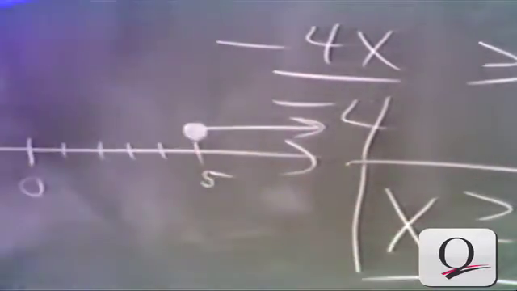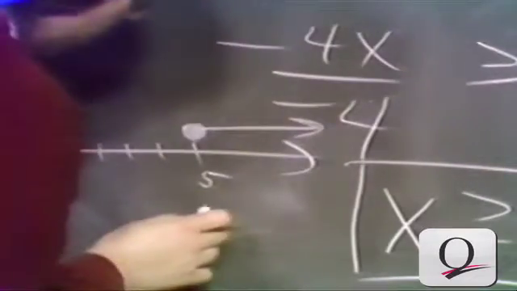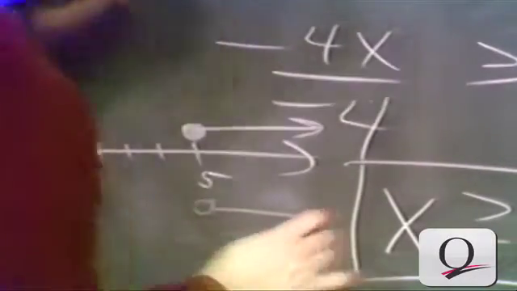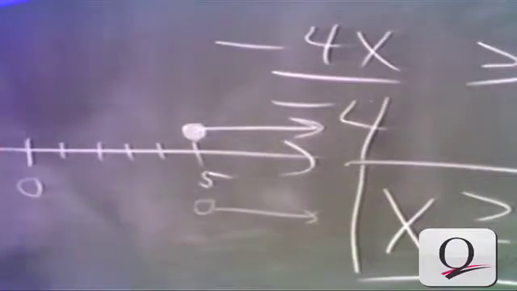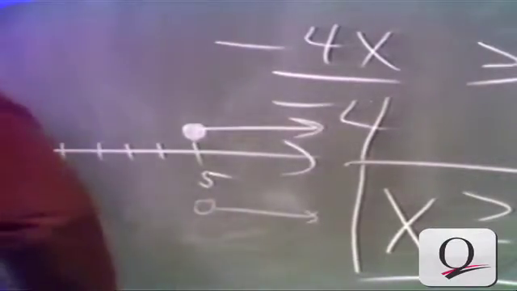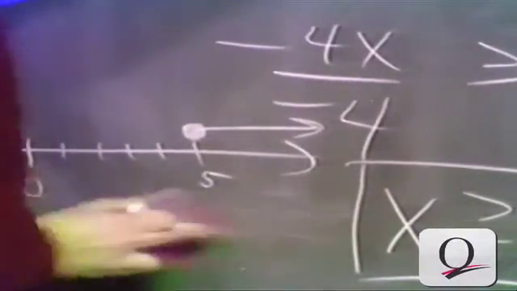If it was x greater than 5, strictly greater than 5, we would use an open circle like that to indicate greater than 5, but it does not include the 5. Filled in means 5 is included in everything greater than 5.